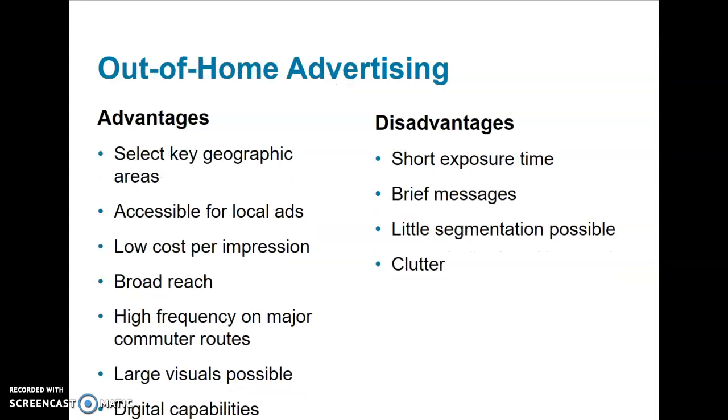Out-of-home media is more than just billboards. It could be signs on cabs, buses, park benches, stadiums, arenas, even a blimp flying over a major event. Advances in technology have dramatically changed out-of-home advertising. It has the advantage of geographic selectivity. It's really great for local ads. The problem is it can have a very short exposure time, especially, for example, billboards. So the message has to be extremely brief.